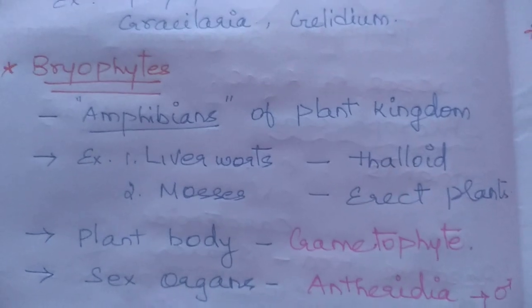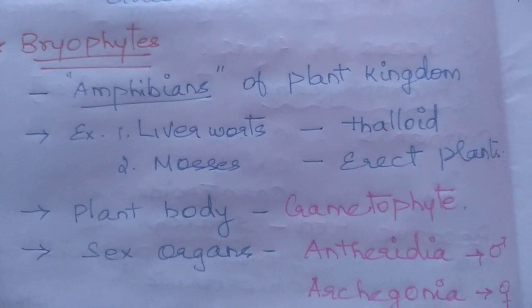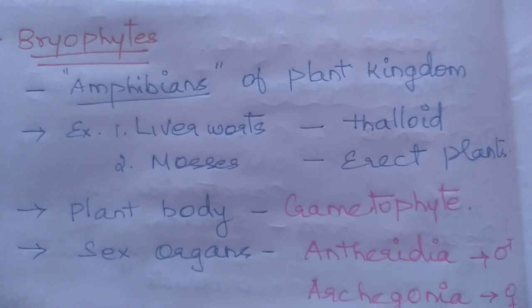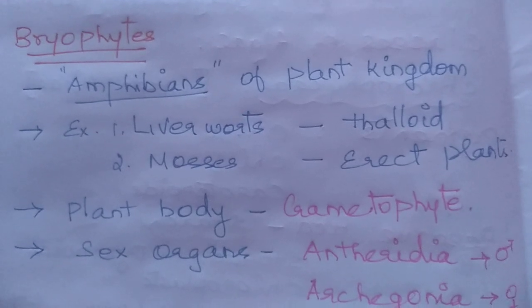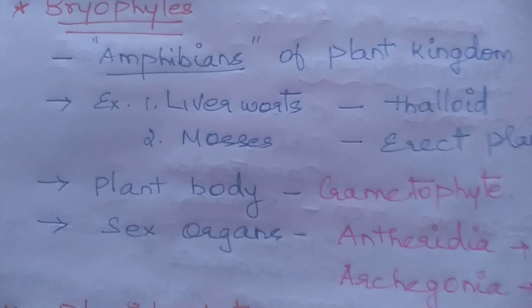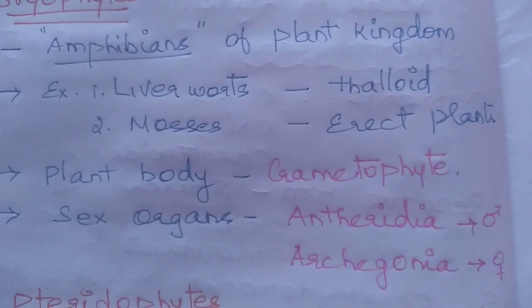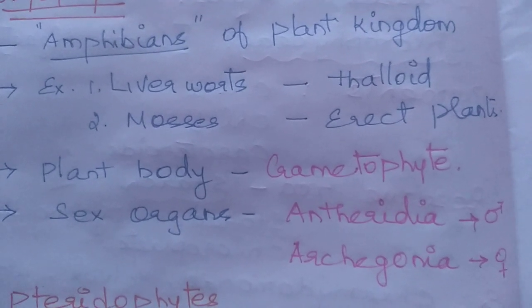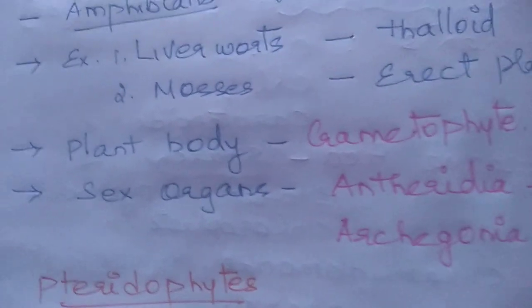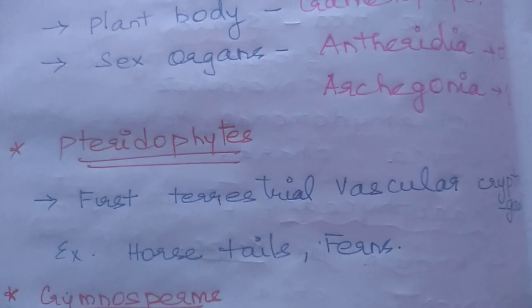And the next division in the plant kingdom is bryophytes, and bryophytes are considered the amphibians of the plant kingdom. The famous examples of bryophytes are liverworts and mosses. Liverworts are thalloid in structure, whereas mosses are erect plants. The plant body of the bryophytes is termed the gametophyte. There are two sex organs. Male sex organs are called antheridia, and female structures are known as archegonia.